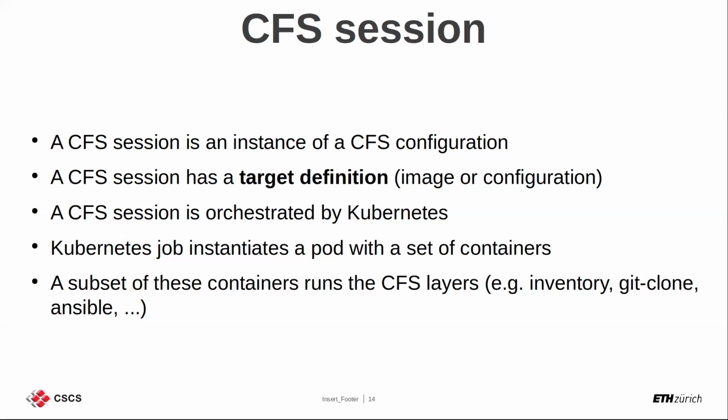Each CFS layer runs in a pod, and these are the different steps that they do. Each step runs on a different container. The first one is to build the Ansible inventory file. The second one, I already explained, does the git clone and checks out the commit ID. And the last one is to run the Ansible script. And then I put 3 dots because I think there is another container, which will take the container with the image and then create a squashfs and push it into S3.